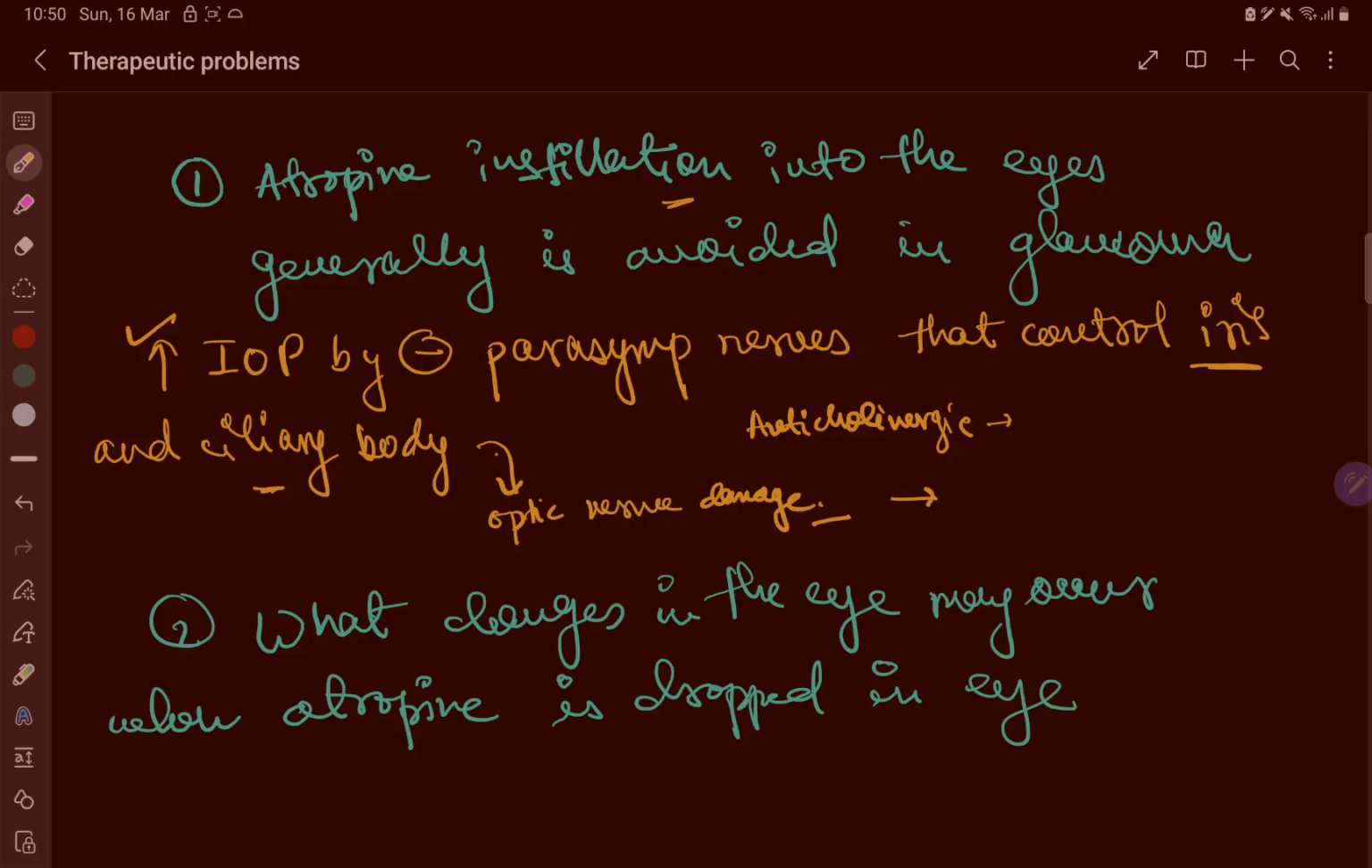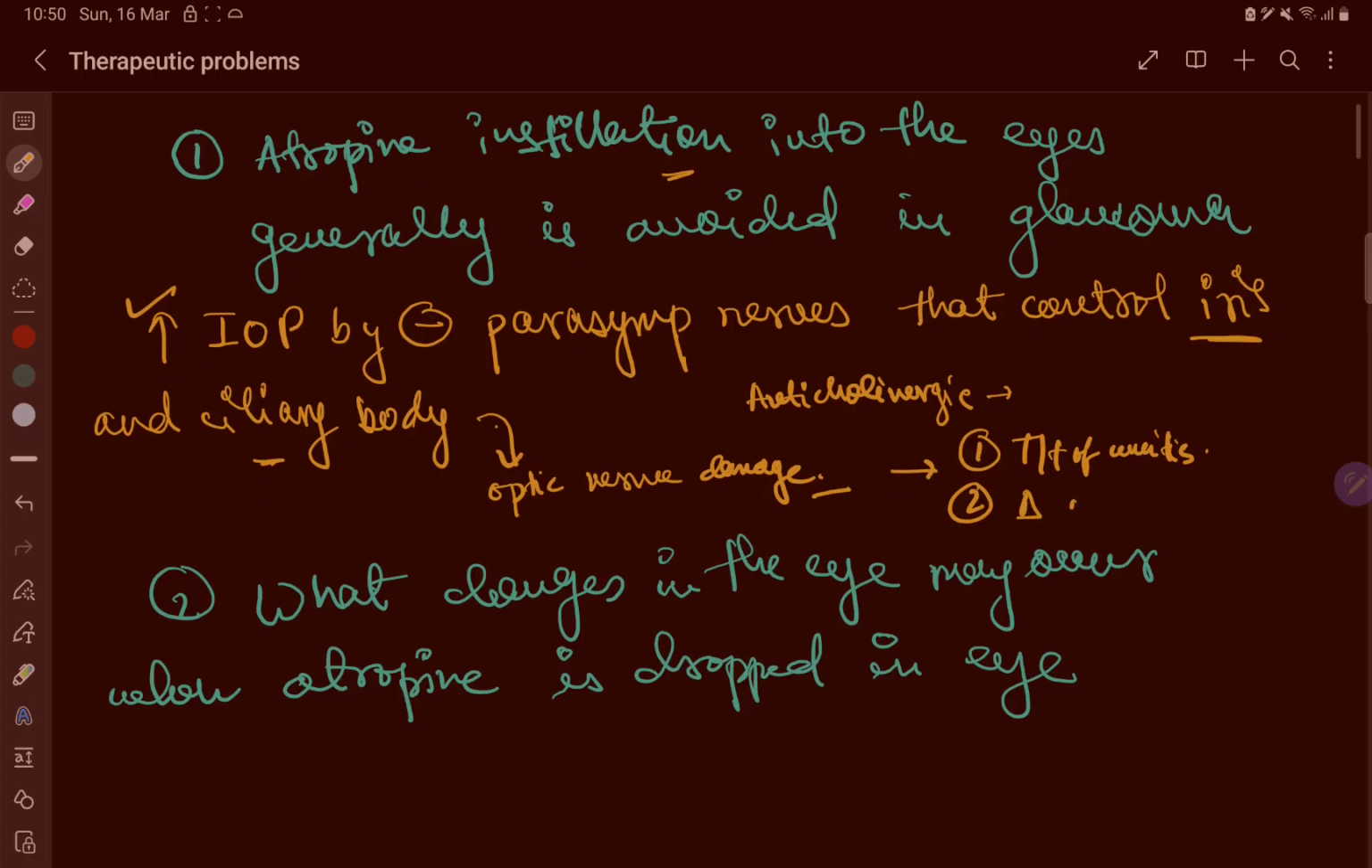The second point, still, where instillation of atropine can be done. Okay, so number one, in which places? So first is the treatment of uveitis, and second for diagnostic procedures like fundus photography or optical coherence tomography, OCT exam. Okay, uveitis is basically inflammation, so atropine can reduce the pain and inflammation in uveitis patients.